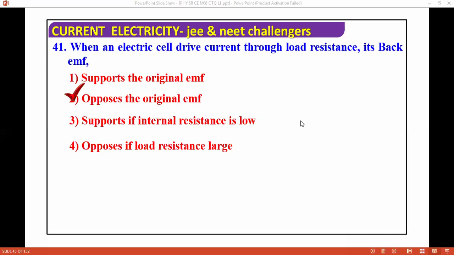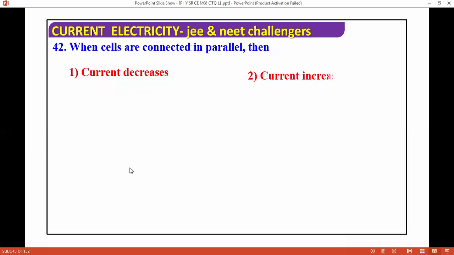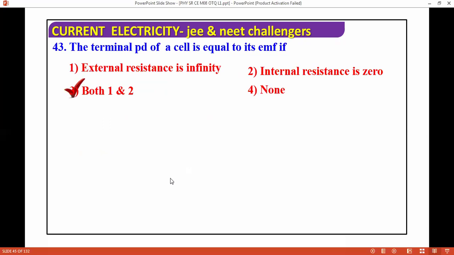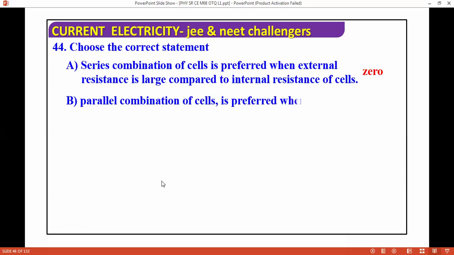Next, we are going to the next question. When cells are connected in parallel... I already did this question. Next question. The terminal potential of a cell is equal to its EMF if external resistance is infinity or internal resistance is 0.